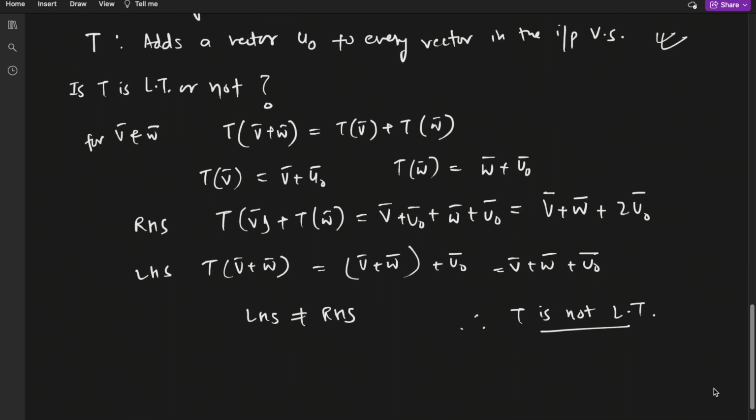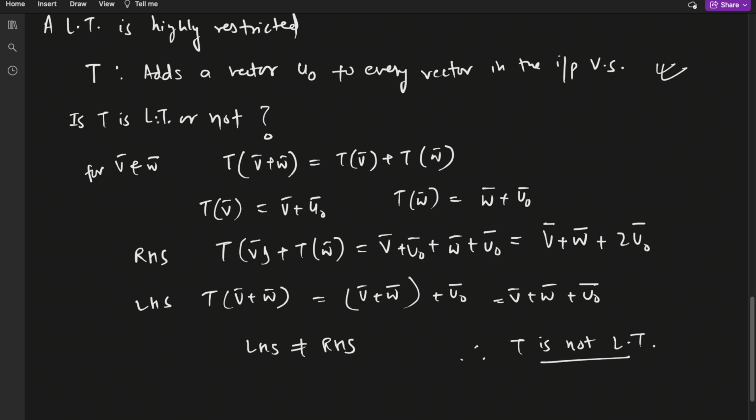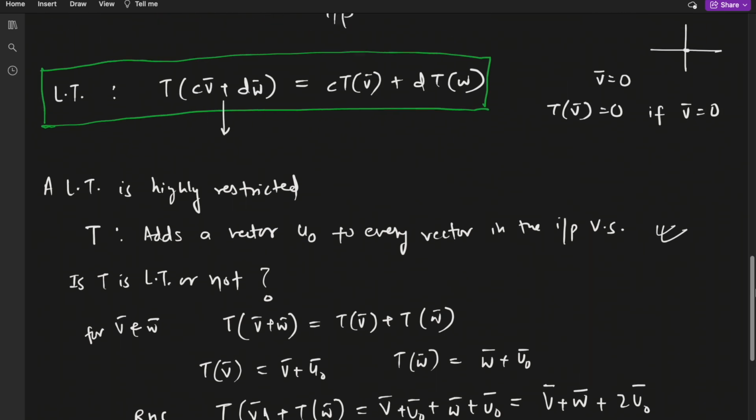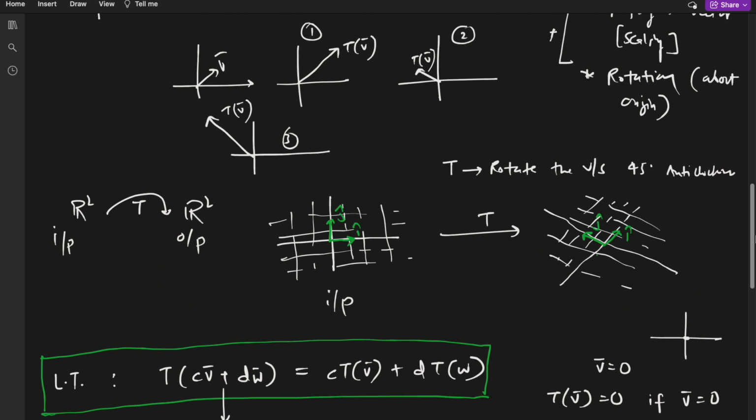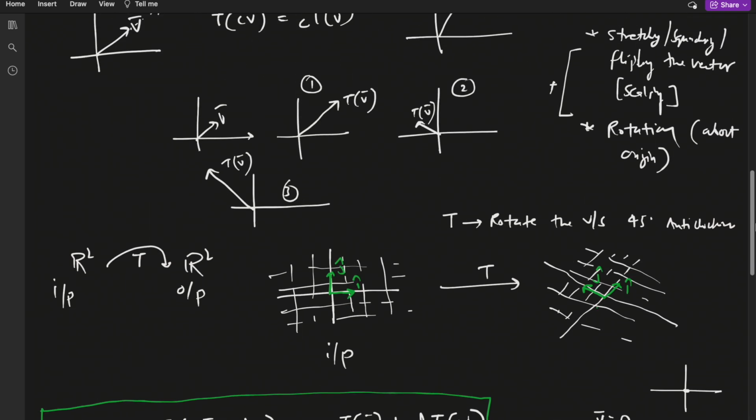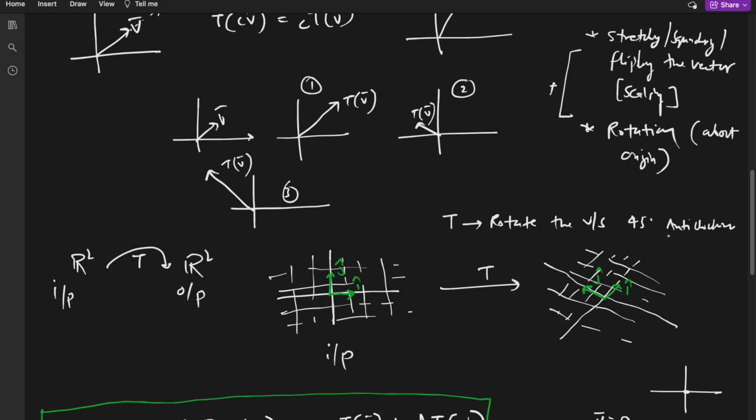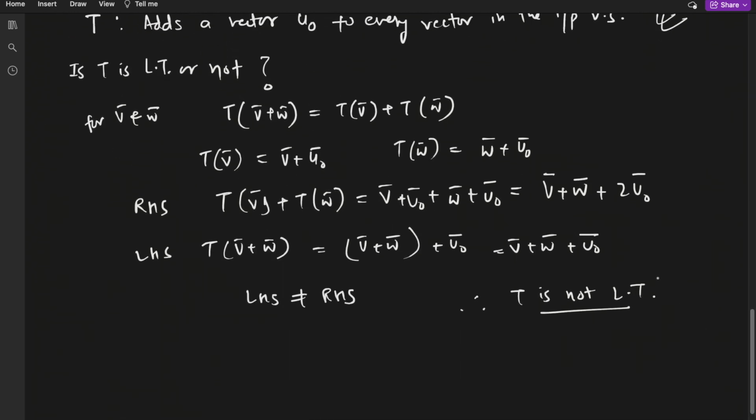Yes, we can. How? See, here I am saying that T adds a vector u naught. So when you are adding a vector u naught, you are adding that vector to the entire input vector space. It's kind of a shift, right? And as I already told you, this is not a linear transformation. We can either only scale or rotate, right? In a linear transformation, only two things are allowed: scaling, rotation, or a combination of scaling and rotation. So we don't even need to do all this. It's very simple to understand that this is not a linear transformation.